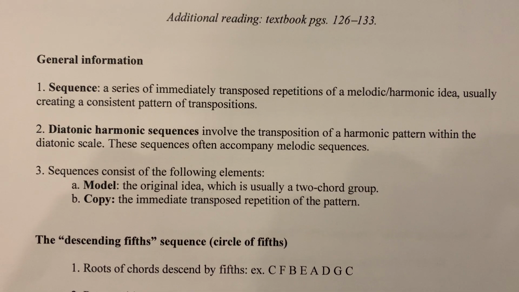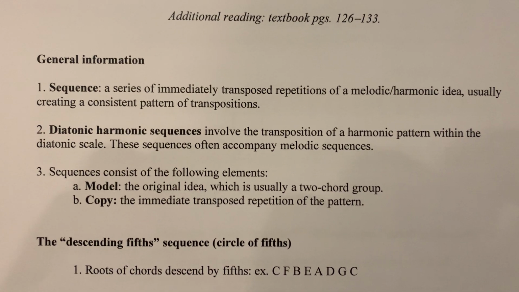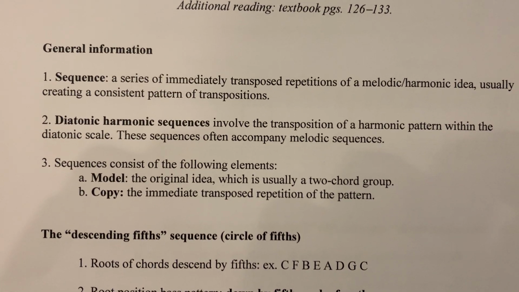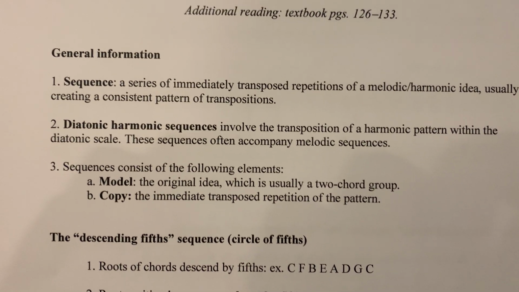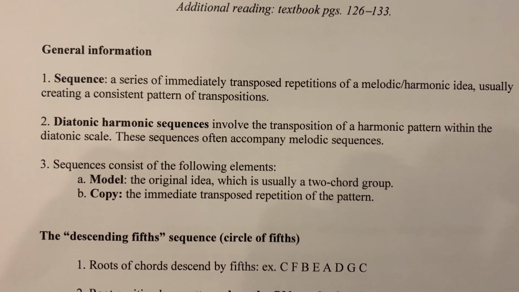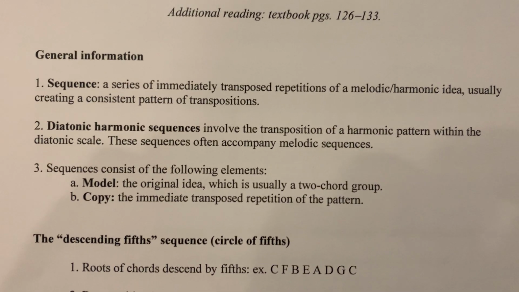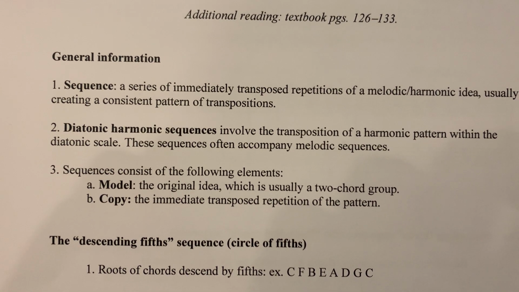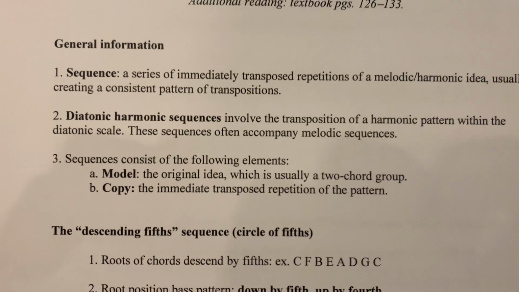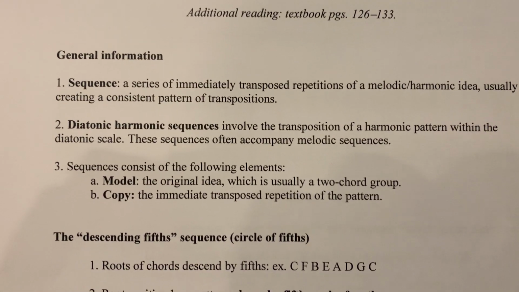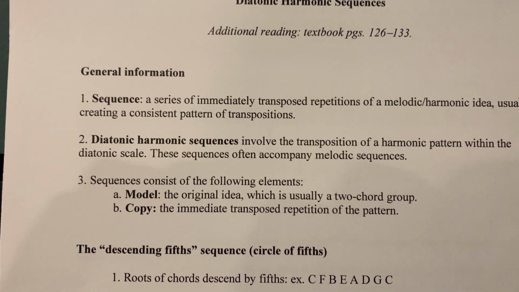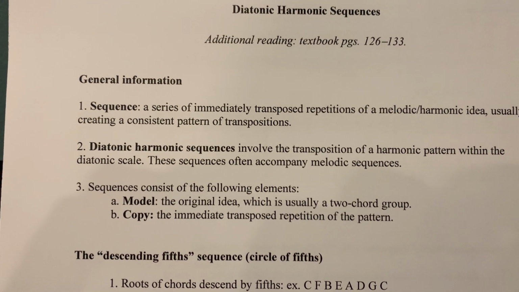Diatonic harmonic sequences involve the transposition of a harmonic pattern within the diatonic scale. So we stay within the diatonic scale. These sequences often accompany melodic sequences, so we'll be looking at both the harmonic pattern and also the melody that goes along with it. Now, a sequence consists of the following elements. One is the model, the original idea, which is usually a two-chord group. And then there's the copy, which is the immediate transposed repetition of the pattern.